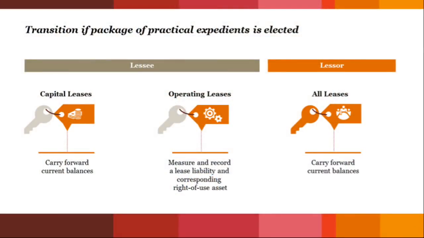So, at the date of initial application, a lessee should record operating lease liabilities and right-of-use assets, since they're not currently on its balance sheet. A lessee's existing capital leases, however, as well as all of a lessor's leases, are currently recorded on their balance sheets, so as you might expect, transitioning those leases is easier. Lessees electing this package simply carry forward their existing capital lease balances. Similarly, lessors who elect this package of expedients literally just carry forward their lease-related balances without adjustment.